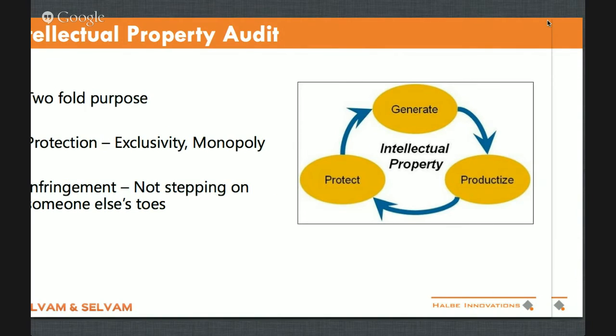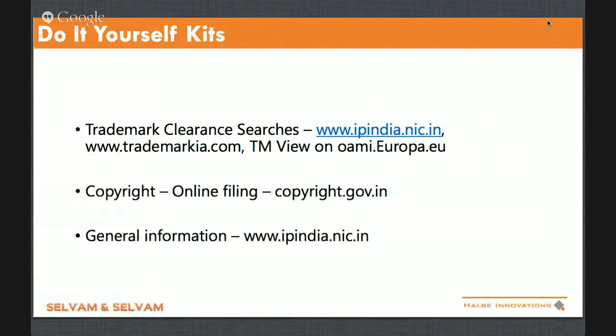There are certain, on the screen right now, you'll see just do-it-yourself kits where you can sort of go through. The IP India website on your screen right now is good for searches for trademarks that have been filed in India, trademarkia.com for the US. And the TM view on the link over there is good for European trademarks as well. The Copyright Office in India also takes online filing, so you can take a look at the link over there. And for general information on intellectual property, the government has a pretty robust website which you can use.